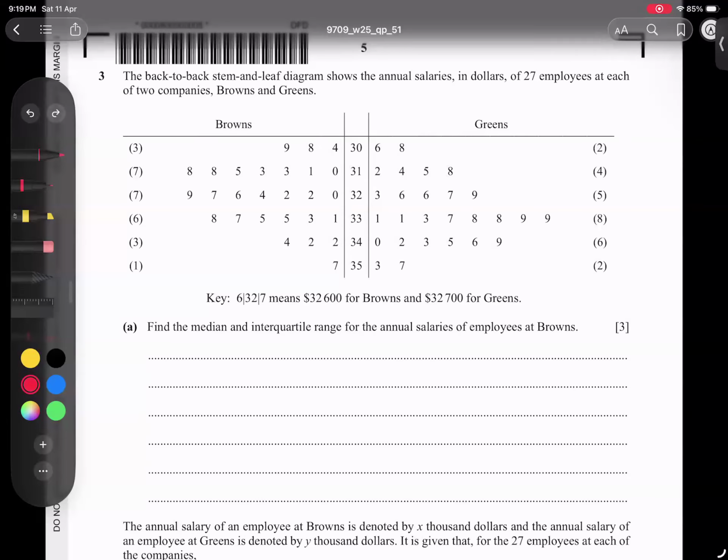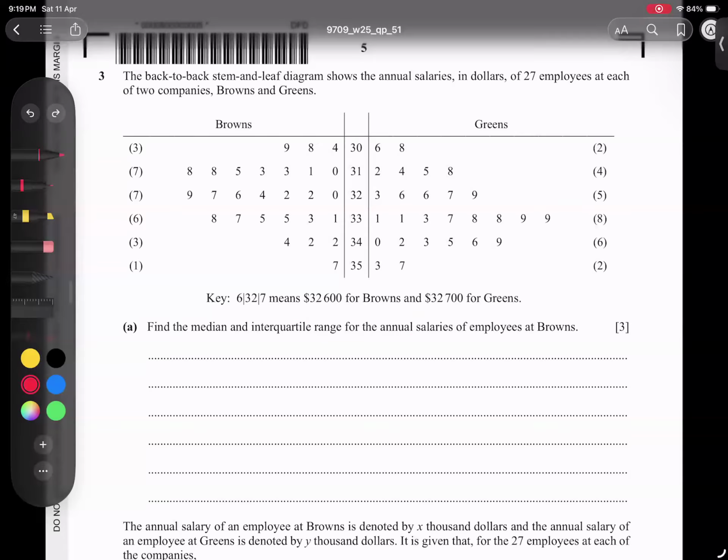Question number 3, students. We have a back-to-back stem and leaf diagram showing the annual salaries in dollars for 27 employees at each of two companies, Browns and Greens, B and G. If you add these, this is 27, and this is also 27. And the key is given, and while attempting these values, we have to keep our eye on the key.